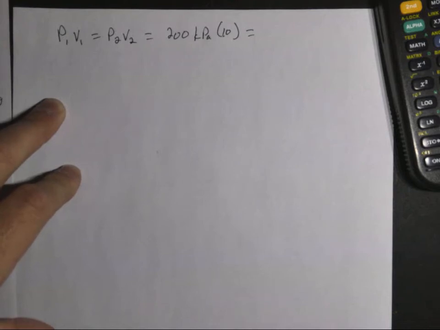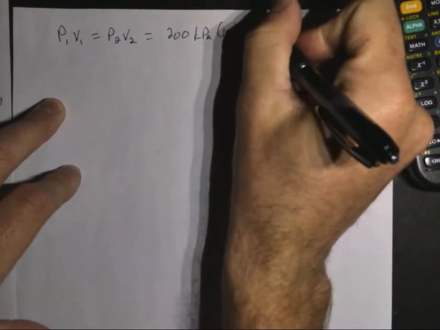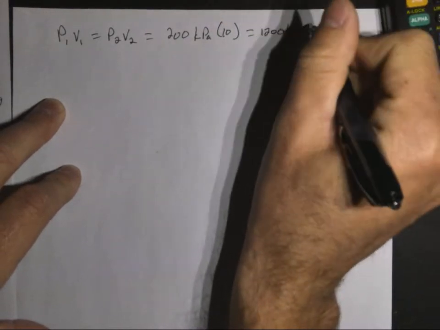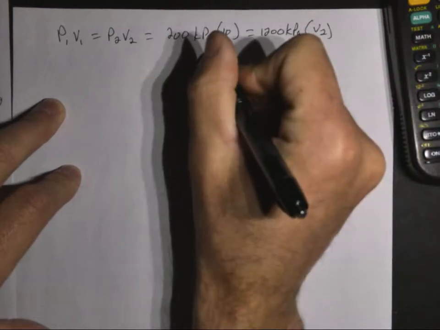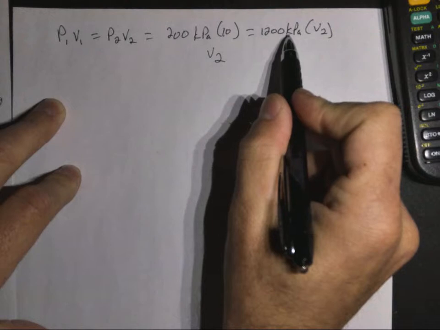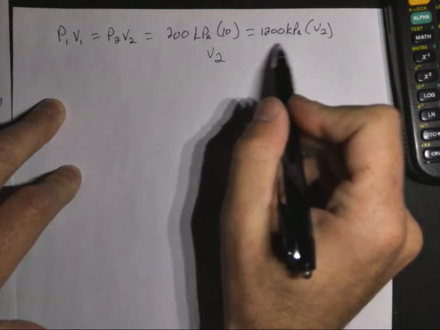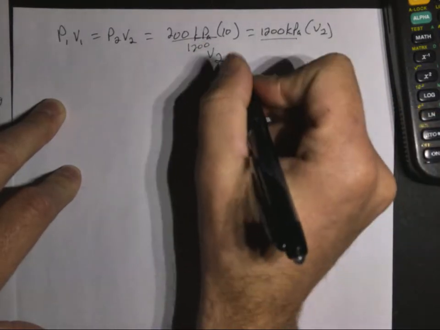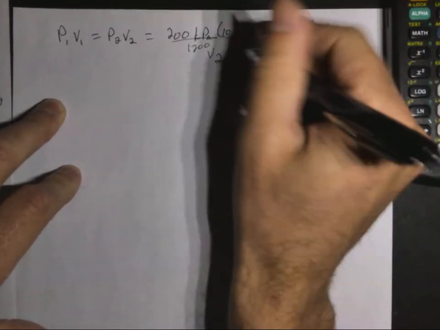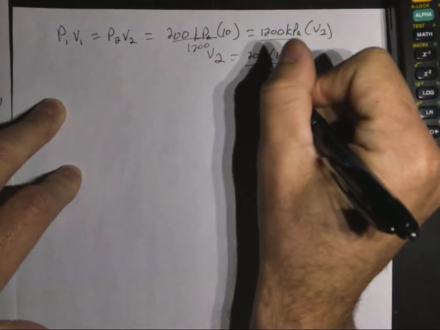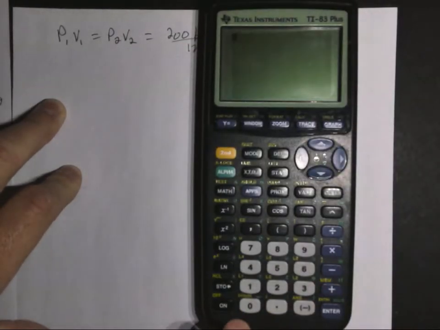it says our pressure is increased 6 times, so you do 200 times 6, which gives us 1200 kilopascals, and we're solving for V2. So V2 is going to equal, we've got 1200 attached to the V2, so we're going to do the opposite of it. So we're going to divide both sides by 1200. So V2 is going to equal 200 times 10 divided by 1200. So if you're doing them on calculators in this class, this is what you're going to do.